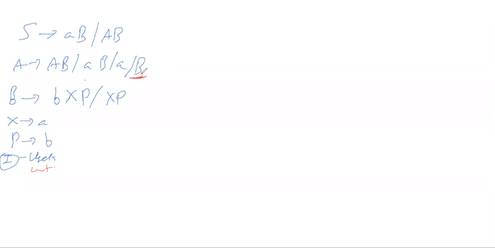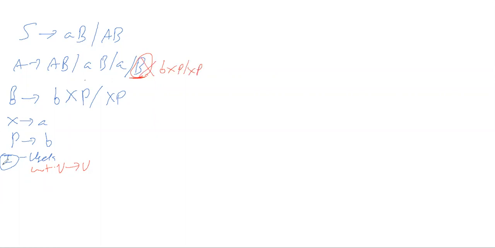How to remove a unit production? What is a unit production? If you are having any production of the form V implies V, meaning a non-terminal implies a single non-terminal. So to remove a unit production, what will we do? We have to replace the unit production with its production rule on the right hand side. So here this B we have to replace with its production rule. What is the production rule for B? We'll be replacing it with BXP slash XP. Okay, instead of B, we'll write BXP slash XP.